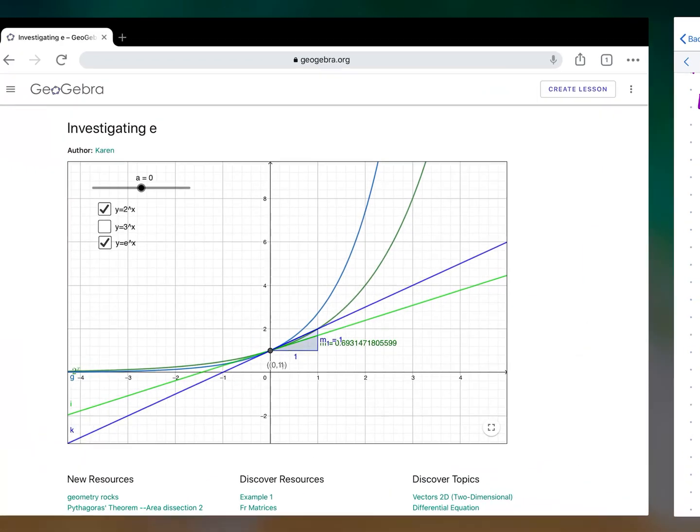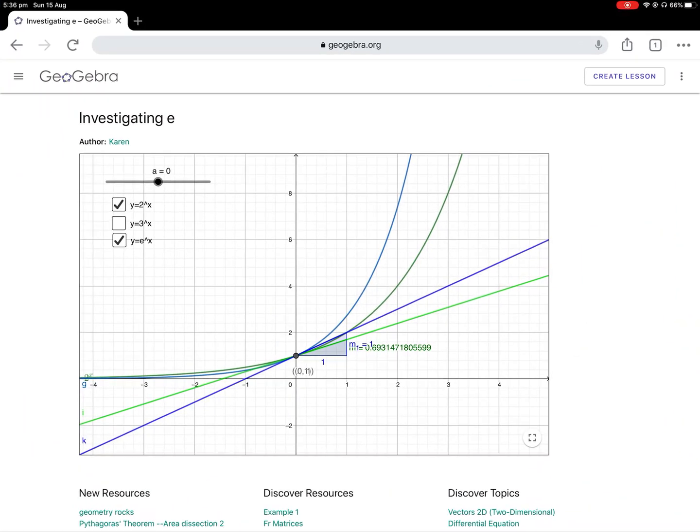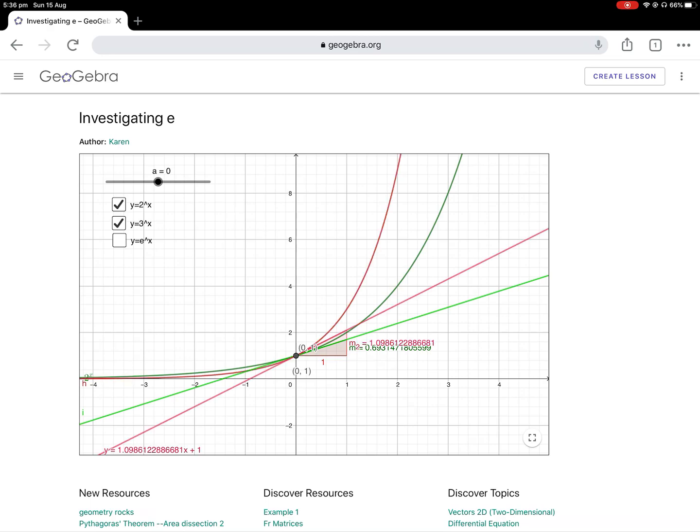Now, if you have a look at the Investigating E applet, what you can see is this is what it looks like. So what I've got is I've got the 3 different graphs here. Don't have them all open at once because that's going to be a bit crazy. So you're going to have a look at them one at a time, and you're going to be looking at the y value at the point and also at the gradient.